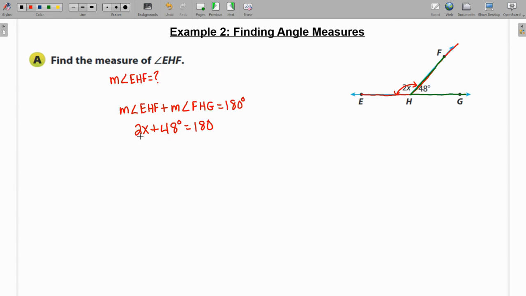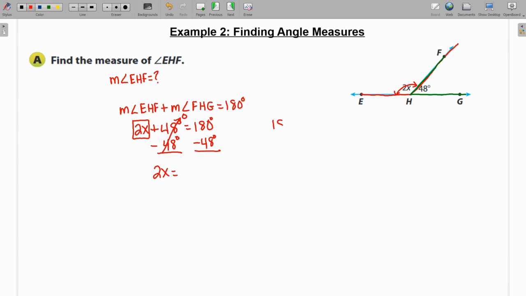Now, from here, all we need to do is isolate our term that contains that variable x, which is this 2x. So I need to isolate that on the left-hand side of my equals. So I need to get rid of this plus 48. To do that, I'm going to do an inverse operation of subtracting 48 degrees. What I do on the left-hand side of my equals, I have to do on the right as well. So I'm going to subtract 48 degrees here as well. The 48 degrees are going to cancel each other out. It's going to leave me with 2x, and that's going to be equal to 180 minus 48.